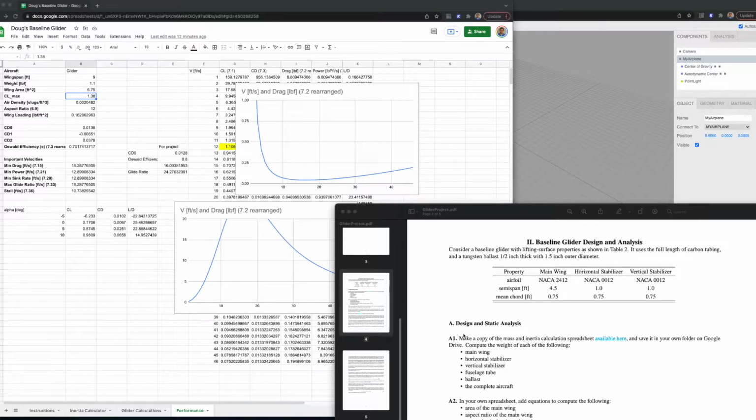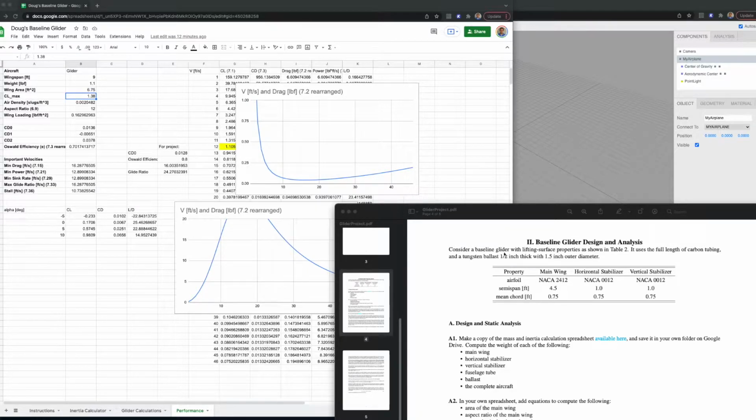It's just an approach to get you thinking about how things are related, and what design variables you have, and how you might choose those design variables and what they'd be based off of. So we're going to start here with this baseline glider. This is the PDF that you have that outlines this glider.